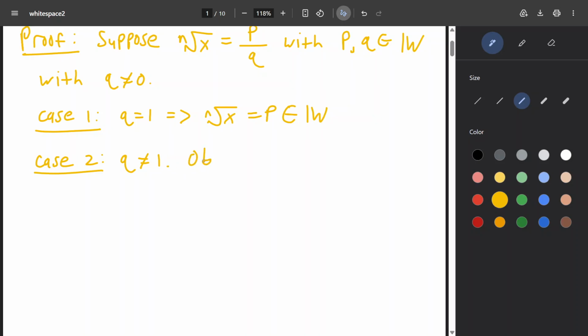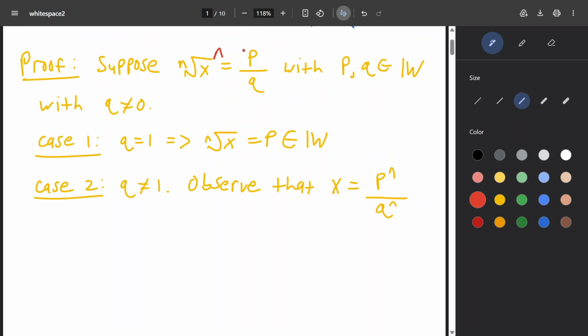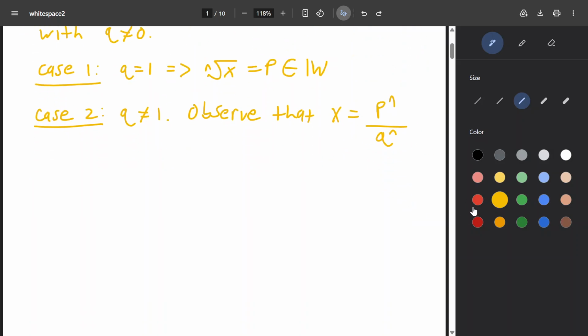Okay, so we'll observe that x has to be equal to p to the nth power over q to the nth. I just raised both sides of this to the nth power to obtain this result. Let's multiply by q to the n on each side and isolate p to the n. So this implies that q to the n times x must equal p to the n. Okay, where to proceed from here?